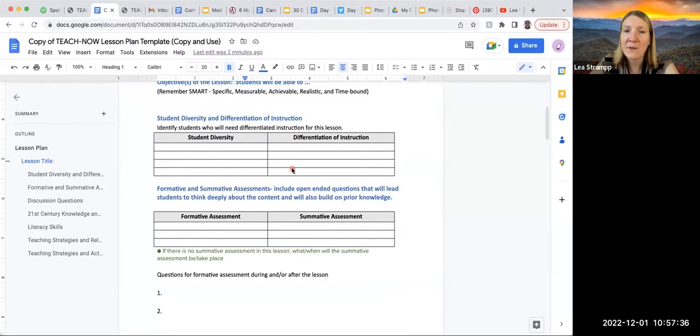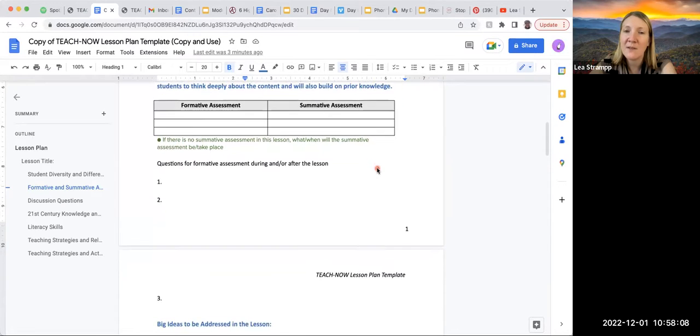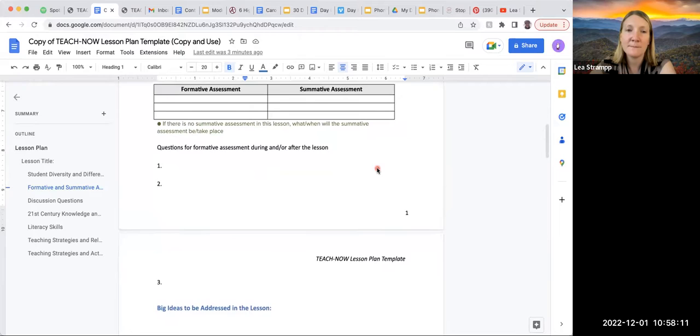Here you're going to include your diversity. So even if you don't have any language learners or any special needs students or students with IEPs in your class, let's go ahead and just add them anyways, and then brainstorm how we would differentiate just in case tomorrow a new student gets put in your class and they are a language learner. Formative and summative assessments. You may not have any summative assessments in this lesson, and that's okay. Here in the green, it says if there's no summative assessment, you can just make a note of what the summative assessment will be in the upcoming weeks.